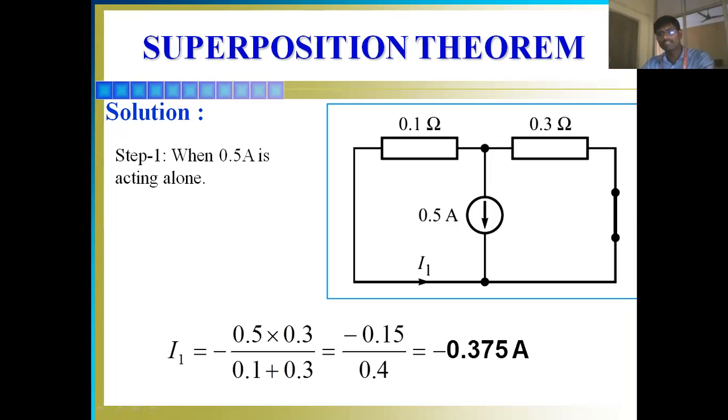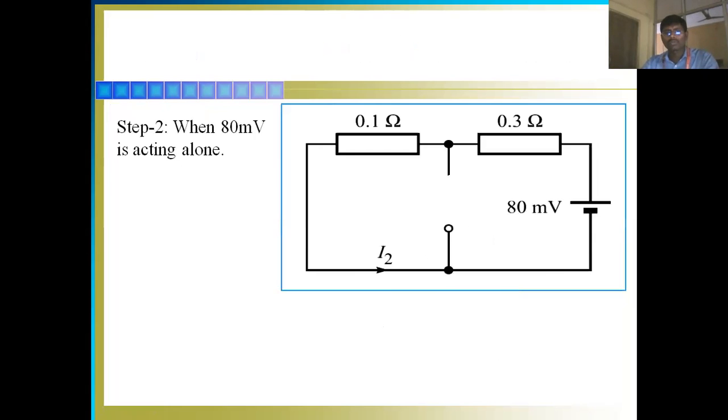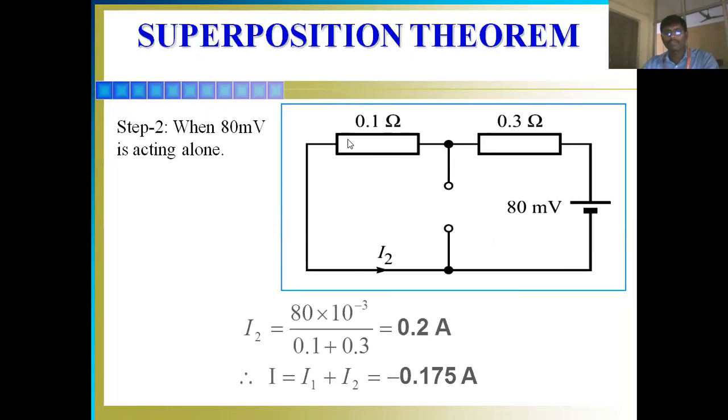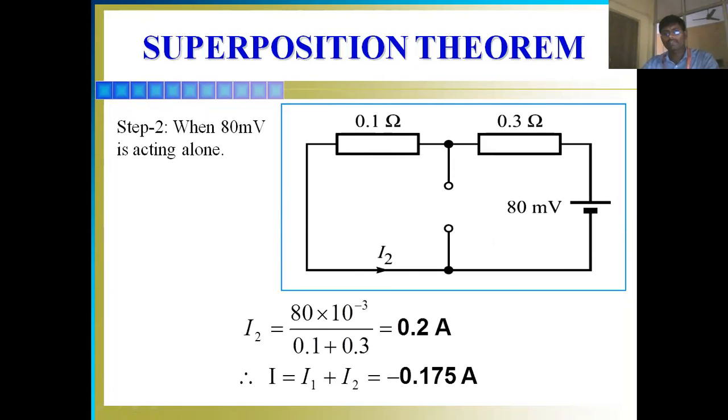Now we have to activate the second source, the 80 millivolt source, to calculate the current flowing through the same 0.1 ohm. When we activate the voltage source, the current source has to be replaced by an open circuit, because its internal impedance is infinite. Once we open this current source, the 0.1 ohm and 0.3 ohm both come in series with 80 millivolts. So straight away we can see this is a series circuit.